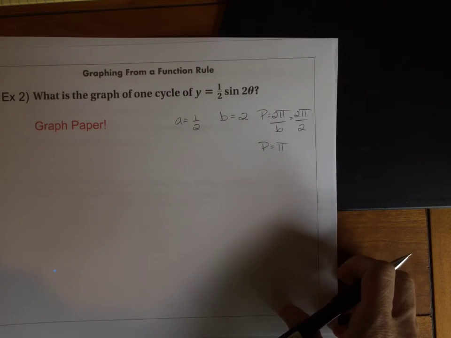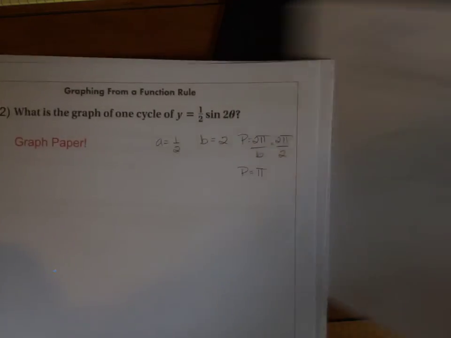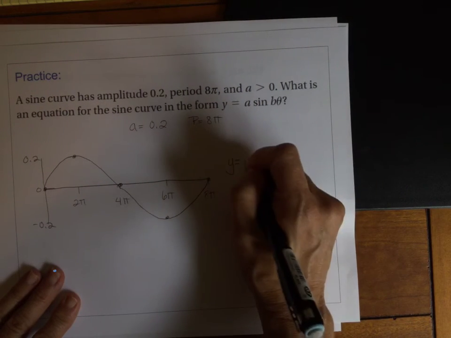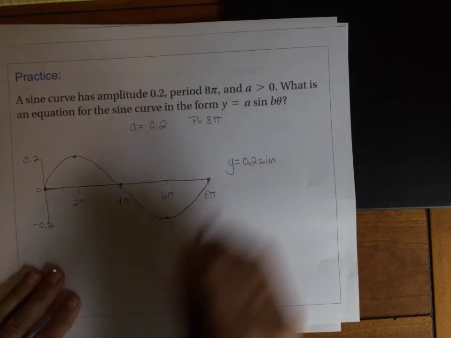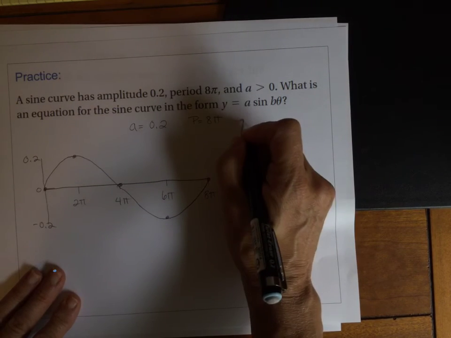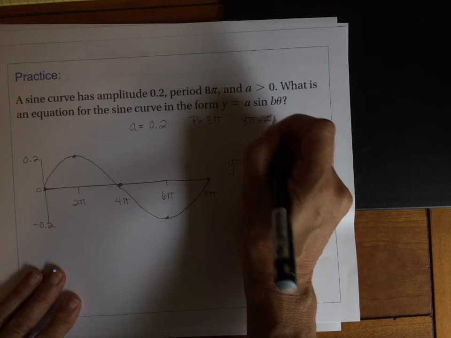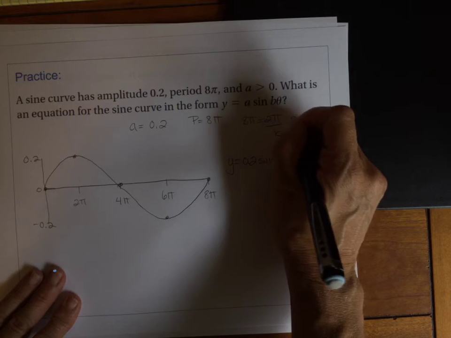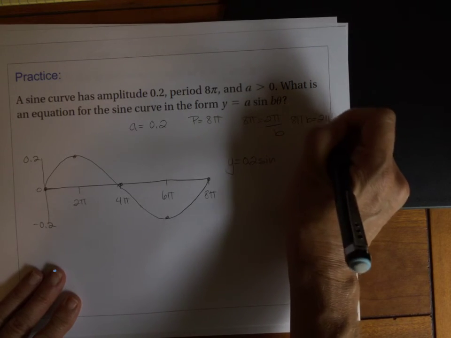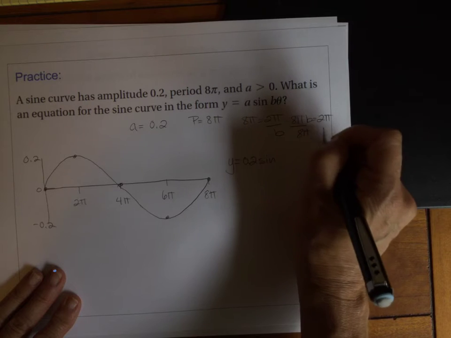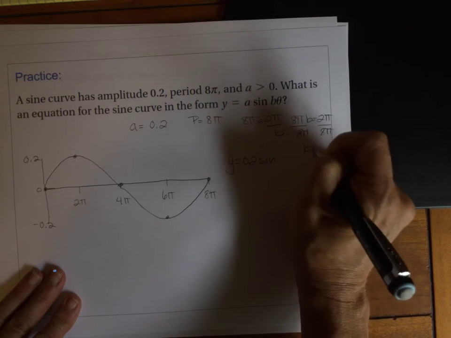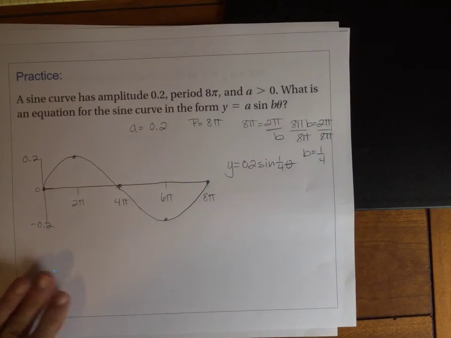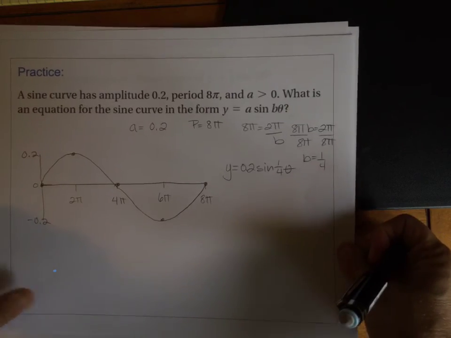And so I don't have to start the 7 minutes over. We forgot to write our equation. So we know our equation is going to start out 0.2 sine. We didn't have B yet, but we can solve for it. So 8 pi equals 2 pi over B. If I multiply B by both sides, I get 8 pi B equals 2 pi. And then divide both sides by 8 pi. I get B equals 1/4. So my equation is 1/4 theta. All right, sorry about that.